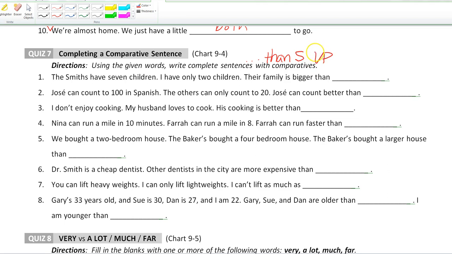Okay? But we're not going to have the entire verb phrase. We're just going to use an aux or modal, so I'll write aux here. However, you do not have to keep the aux, so you can drop that, but the subject you have to keep. Okay, so let's look at number 1. The Smiths have 7 children. I have only 2 children. Their family is bigger than.